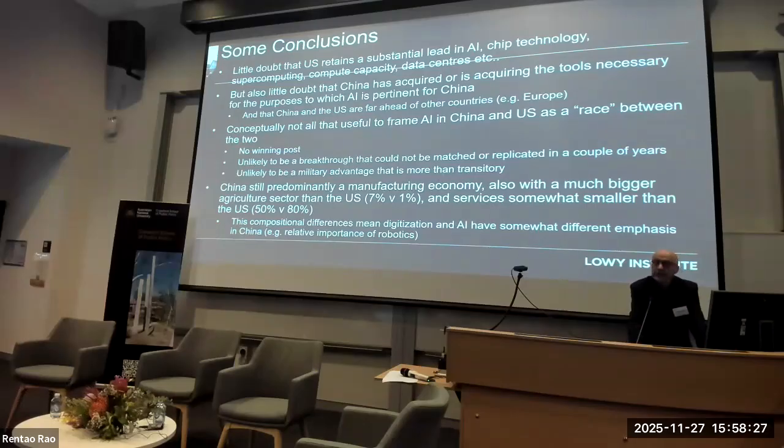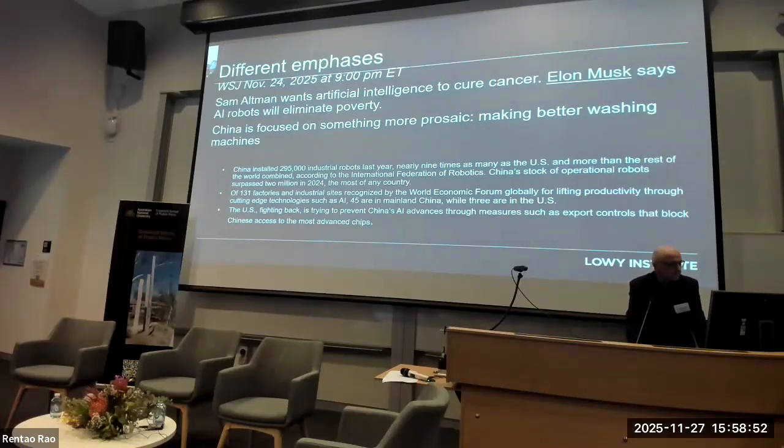And in the end, they're going to have different purposes. China's predominantly a manufacturing economy with a much bigger agriculture sector than the US. Services are somewhat smaller. That suggests to us how AI, via digitalisation, is going to be effective within those economies, a point that was made in a story in the Wall Street Journal a day or two ago.